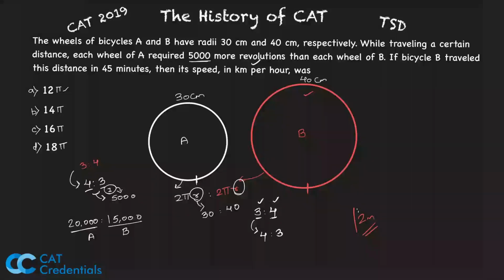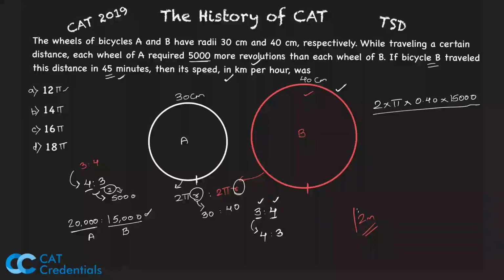And I am being asked now, if bicycle B traveled this distance in 45 minutes, what is the distance traveled by bicycle B? 2 pi r is the distance traveled by this in one revolution, where the radius is, say, 0.40 meter, converting centimeter to meter. But how many revolutions did it take? 15,000. So this multiplied by 15,000 is the total distance traveled by the wheel of bicycle B.